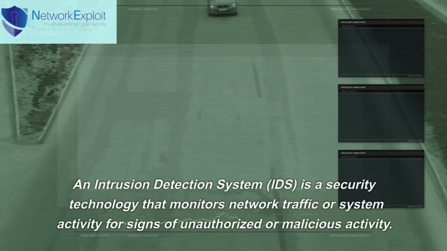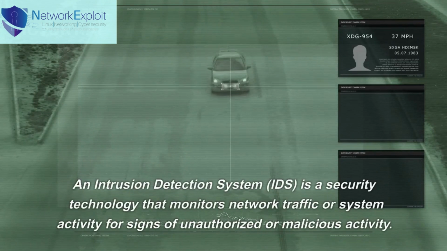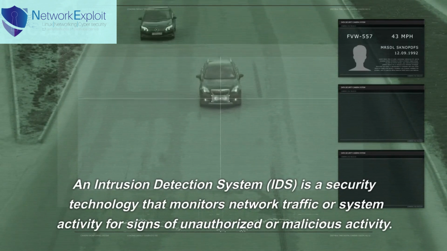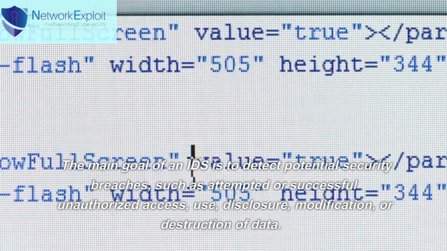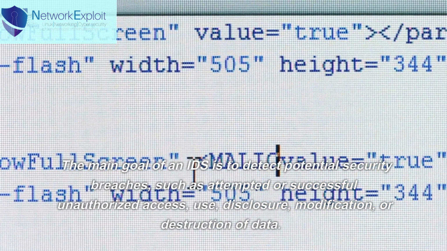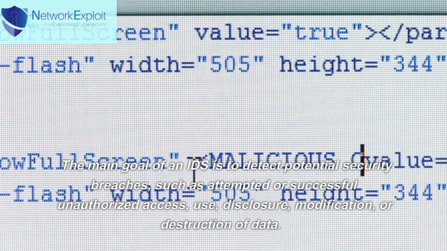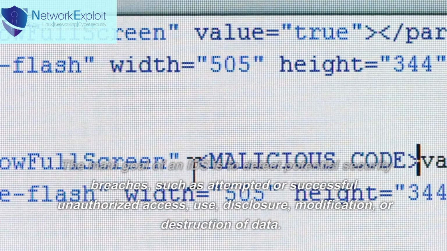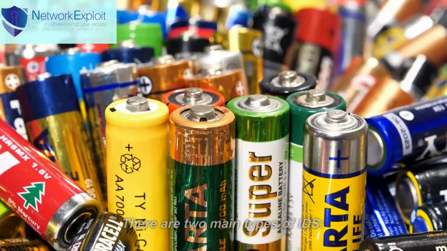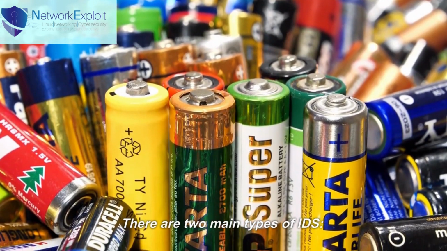An intrusion detection system, IDS, is a security technology that monitors network traffic or system activity for signs of unauthorized or malicious activity. The main goal of an IDS is to detect potential security breaches, such as attempted or successful unauthorized access, use, disclosure, modification, or destruction of data. There are two main types of IDS.